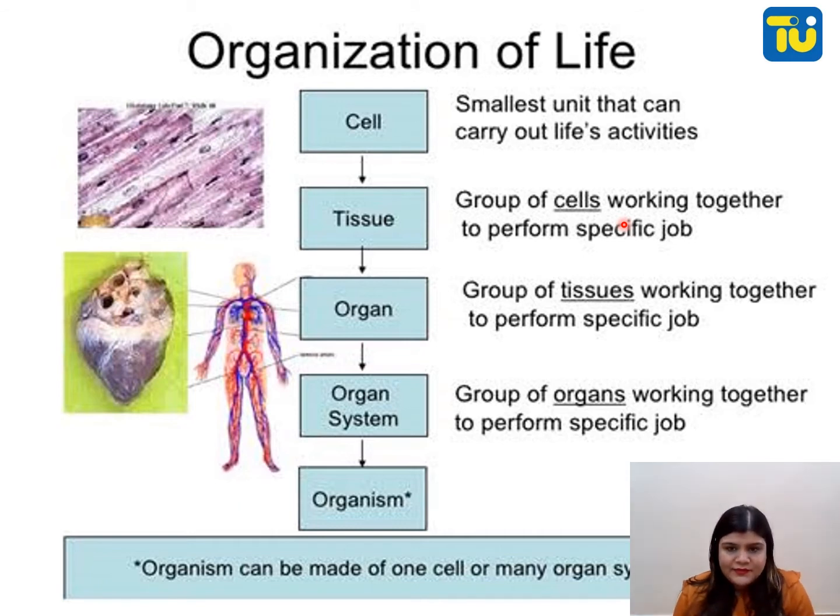For example, I can give you an example: the cell of the kidney is known as neuron. A group of neurons will make the tissue of neurons. Organ will be kidney. Organ system will be excretory system, and organism will be you or me, right?